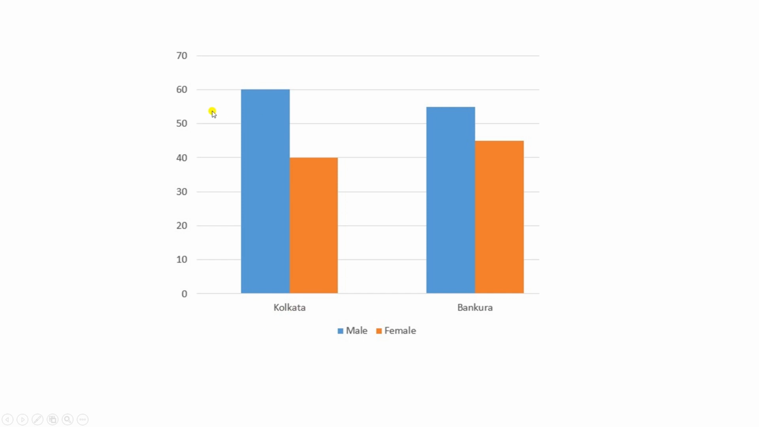So in Kolkata, male population is about, say these are in percentage, okay, so 60% male and 40% female. In Bankura, we have about 55% male and 45% female. So that means from this bar, we can compare the male and female population of two different districts. This is an example of multiple bar.